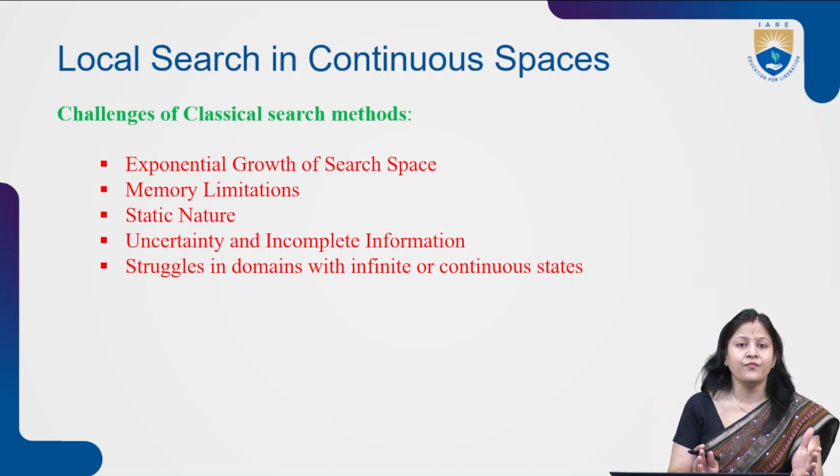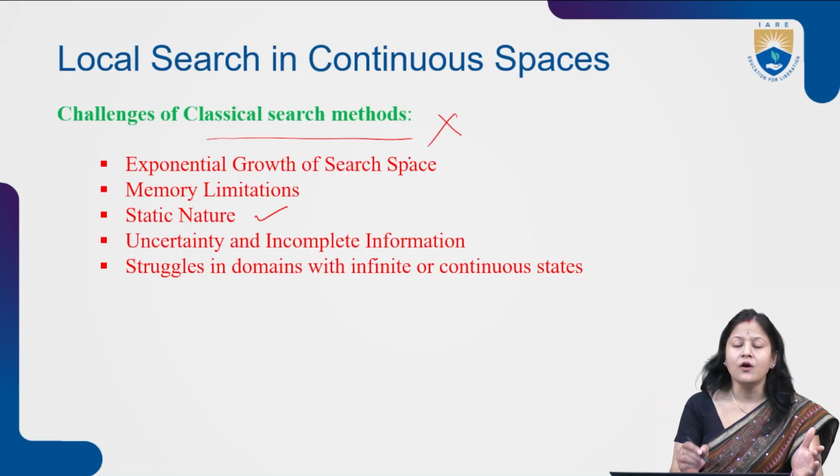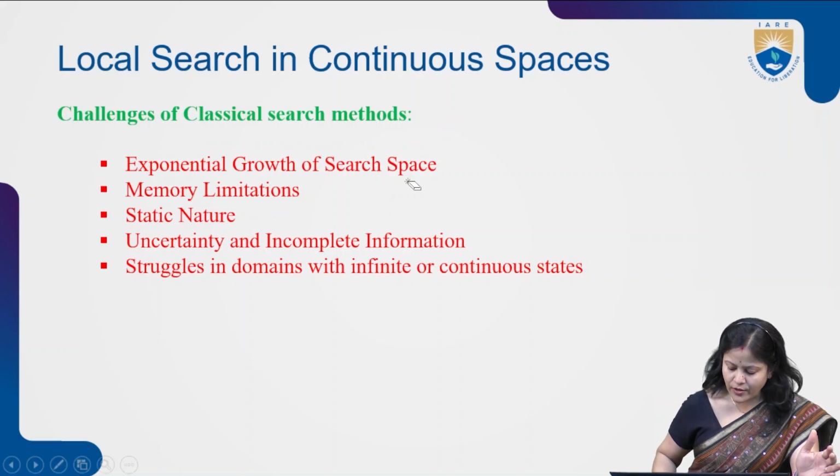and the environment would be fixed, which is called static, and it cannot be used for dynamic natures, and uncertainty and incomplete information. That means if uncertain information or incomplete information about the state space is there, then classical search methods will not work out. Even it struggles in domains with infinite or continuous states. Infinite means an unbounded number of iterations as well as state space. If it is continuous in nature, then also the classical method will not work out. So these are the challenges of the classical search methods.